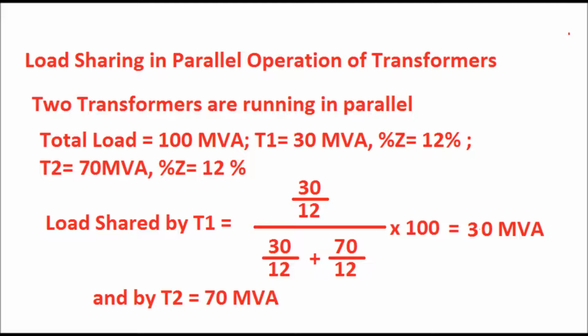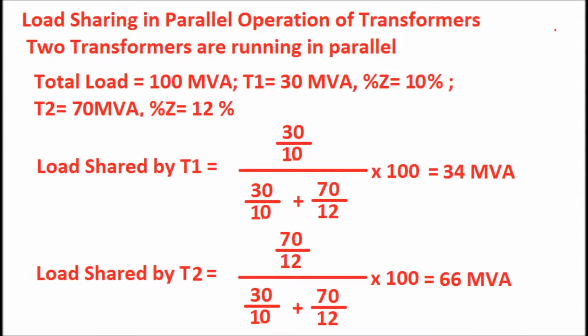Now let's consider that transformer 1 has MVA capacity 30 MVA and transformer 2 has MVA capacity 70 MVA, with the same percentage impedance. So the load shared by T1 is equal to 30 by 12 divided by 30 by 12 plus 70 by 12, into 100, which is equal to 30 MVA. Again, the load shared by T2 is equal to 70 MVA. So since the percentage impedance is the same, the load shared will be in the ratio of the MVA capacity of the respective transformers only.